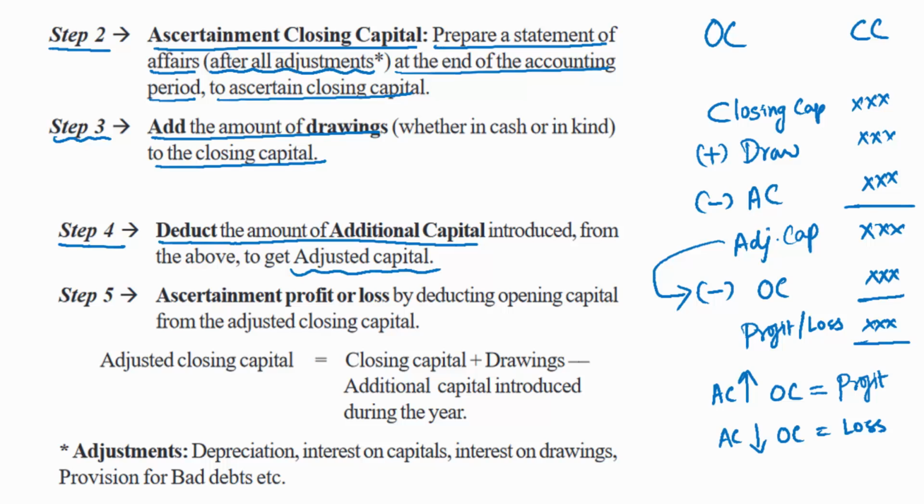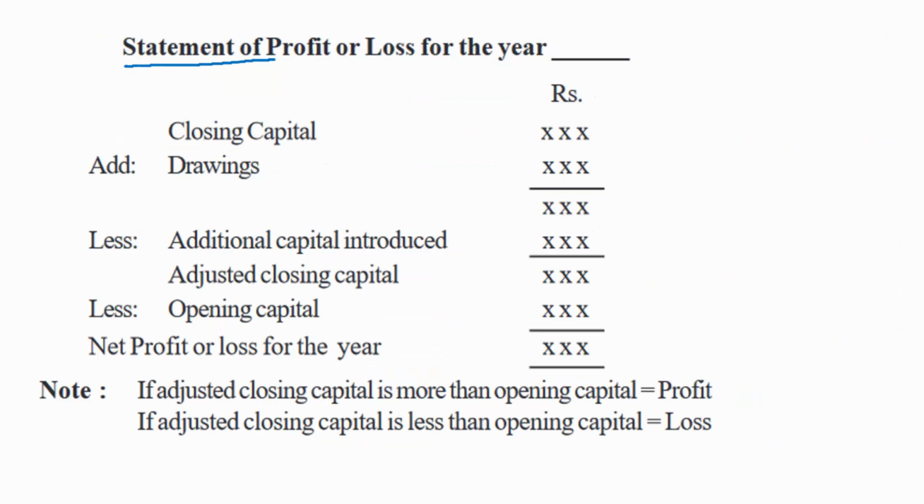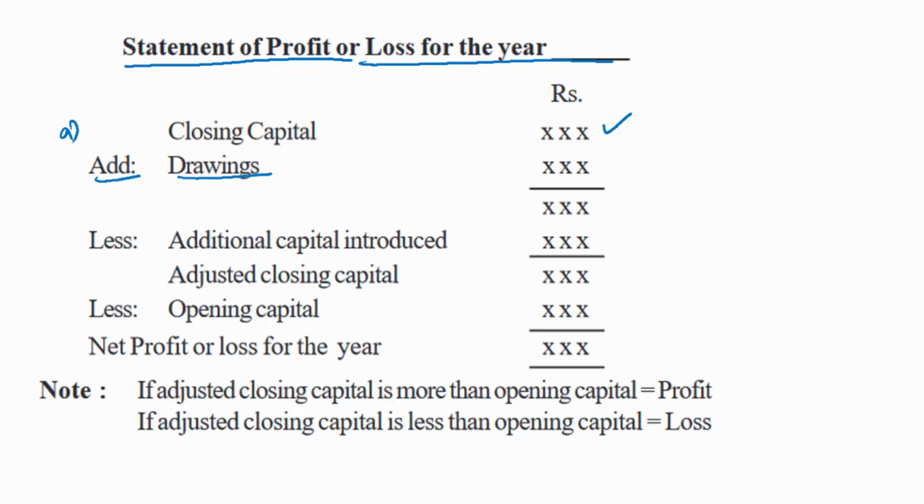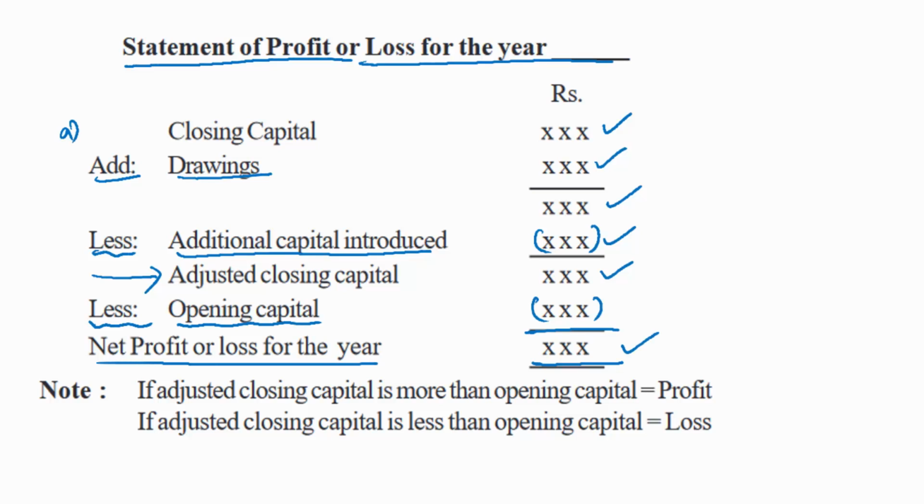Once again I'll repeat, we have to start with closing capital. I'll take this in a separate statement. We'll call it a statement of profit or loss for the year. We have to start with item A, called closing capital. Then whatever drawings we have, we should add them. Then we have to subtract whatever additional capital was introduced. That will give us what is known as the adjusted closing capital. Then from that we have to subtract the opening capital. So what we get here is the net profit or loss for the year.